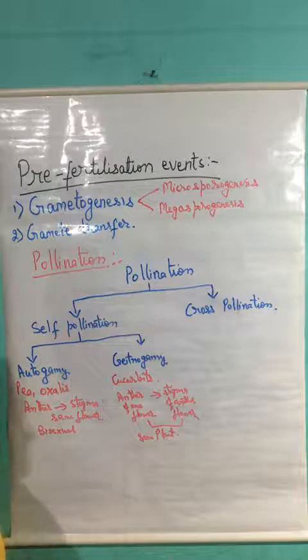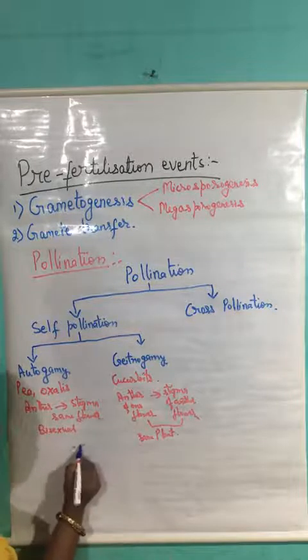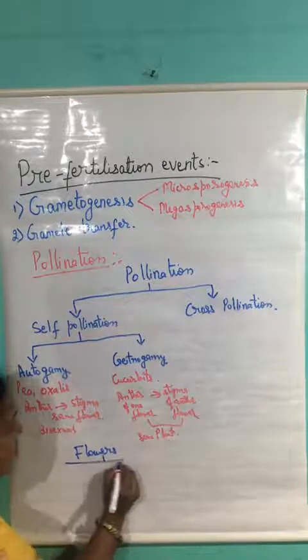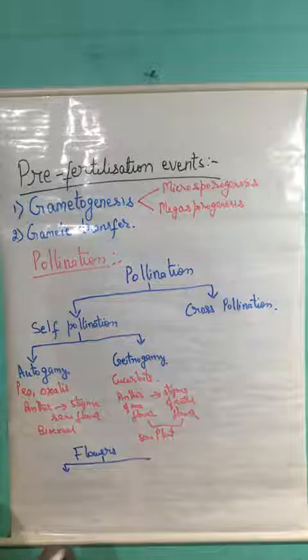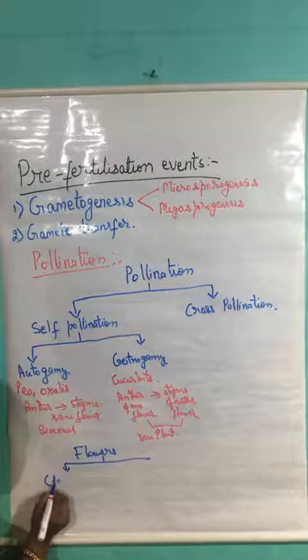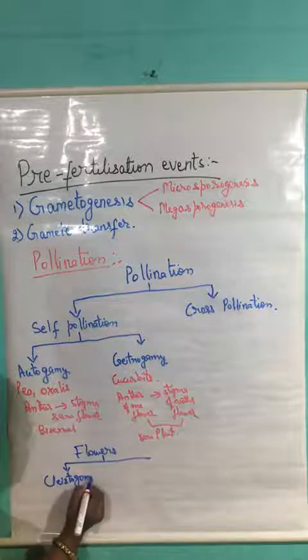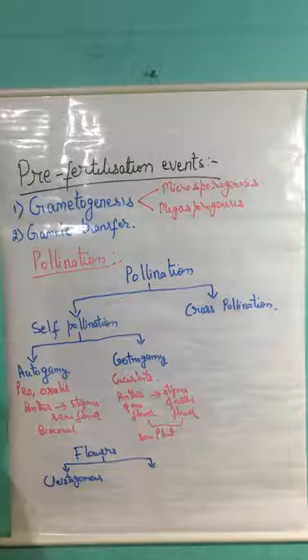The next important point is that flowers are mainly of two types. So we have to discuss the two types of flowers. The first one is the cleistogamous flower, and the second type is the chasmogamous flower.